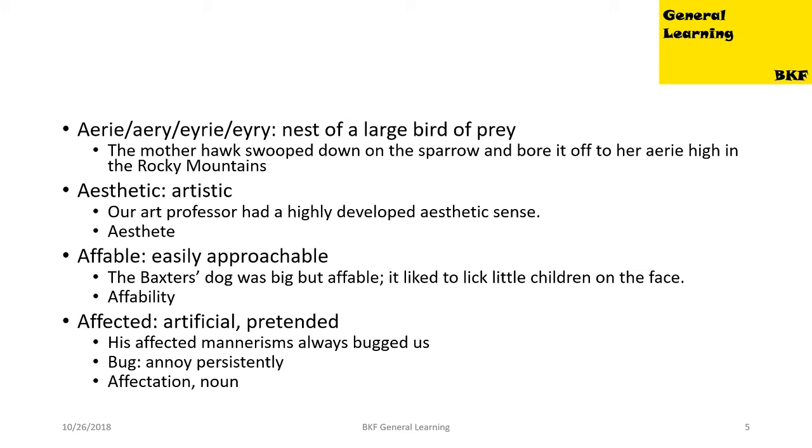Here's a usage. The Baxter's dog was big but affable. It liked to lick little children on the face. The noun form of affable is affability. Then we have affected, it's an adjective, it means artificial or pretended. Here's a usage. His affected mannerisms always bugged us. Now, bug in this particular context is a verb which means to annoy persistently. The noun form of affected is affectation.